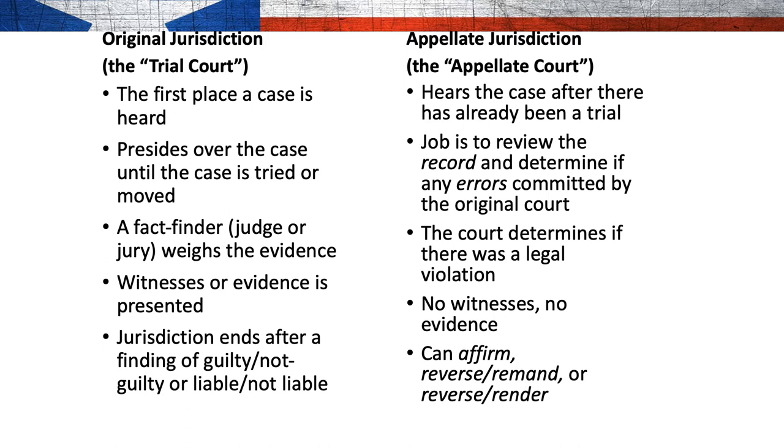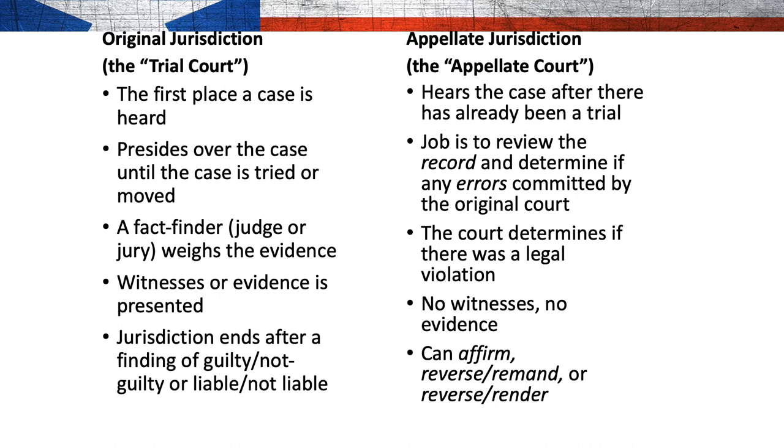So did the original court not let a certain witness testify that would have changed the outcome, and the reason they didn't let him testify was a bad reason or no reason at all? Did the court let somebody testify that everybody knew was lying, and so they allowed evidence that should not have been allowed? The court looks at the record and determines if there was a violation of law. No witnesses are allowed to present evidence at the appellate court. There's no concrete evidence produced. The only thing that the court can look at is what is contained in the written record.